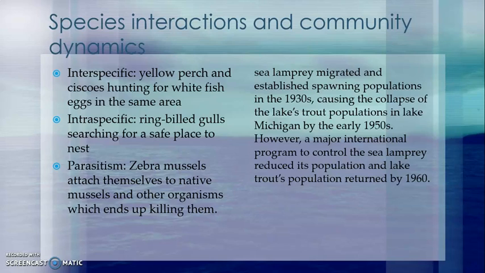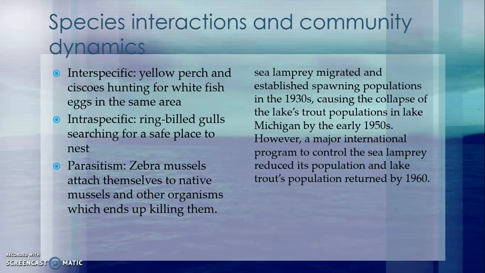And then parasitism is the zebra mussels, which are invasive to that area. They attach themselves to a native mussel or other organism like a crawfish, which ends up killing them. They also attach themselves to larger things than a crawfish, and they cause a lot of boat problems because they just attach themselves to everything.